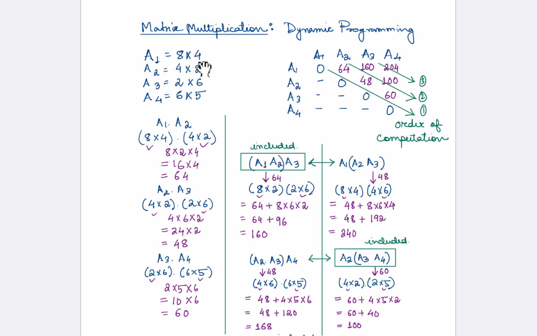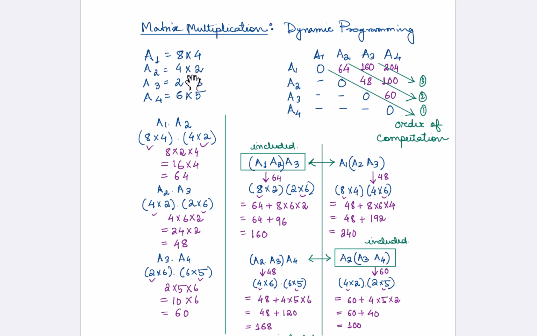Hello everyone, this is matrix multiplication using dynamic programming. Here we try to multiply various matrices in a particular order so that the number of multiplications required to obtain the final matrix is minimal.